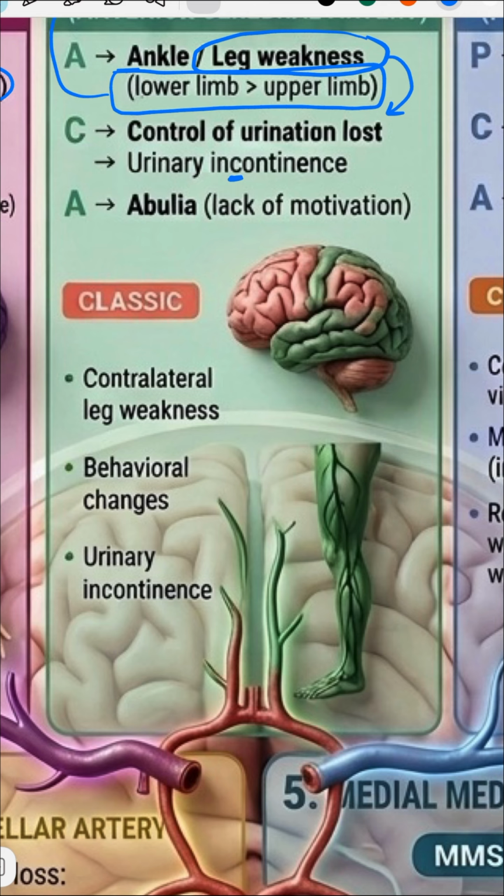Along with abulia, there is lack of motivation. So here again we have got a mnemonic ACA, which stands for anterior cerebral artery, also stands for ankle weakness, control of urination is lost, and abulia. Along with this, we also see behavioral changes because of involvement of the frontal lobe.